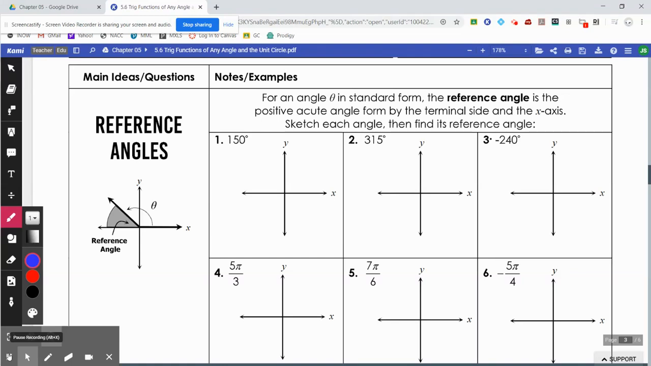Okay, in this lesson, we're going to be talking about probably the most important topic in all of trigonometry, and that is the unit circle. And we're going to start out our discussion on unit circles by talking about reference angles. So let's define what a reference angle is.